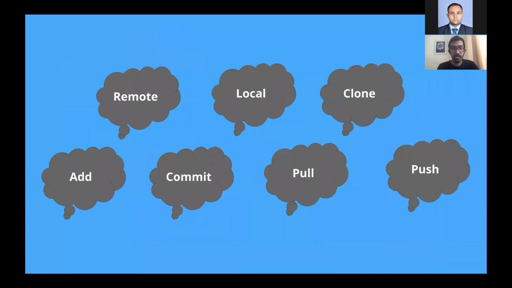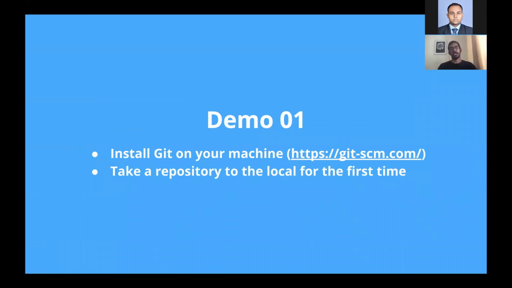Now, so far we learned these keywords: git remote, local repository, remote repository, git cloning, git adding, committing, pulling, and pushing. Okay, these are the basic keywords that we learned so far. Okay, I'm going to do the demonstration.